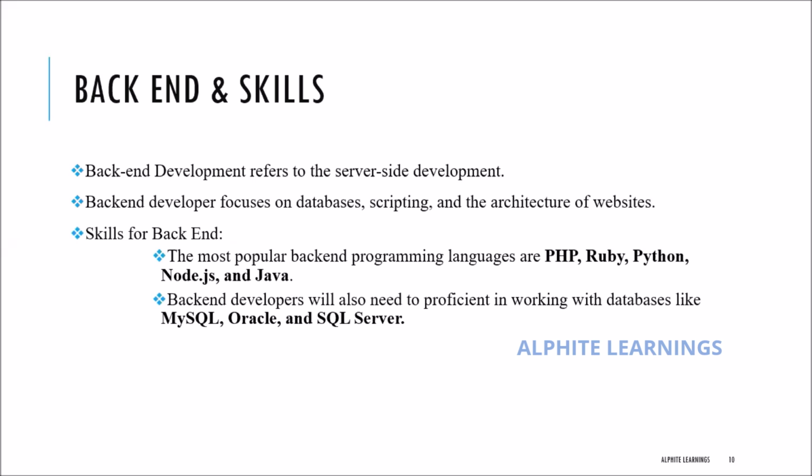The person who is going to handle the database activities is called backend. The process involved in server side is called backend, and the person who manages or handles these database parts is called a backend developer. These are the most popular programming languages backend persons use: PHP, Ruby, Python, Node.js, and Java. For database connectivity, they will use MySQL, Oracle, and SQL servers. This is all about backend skills.